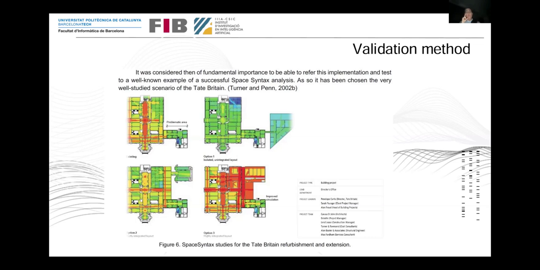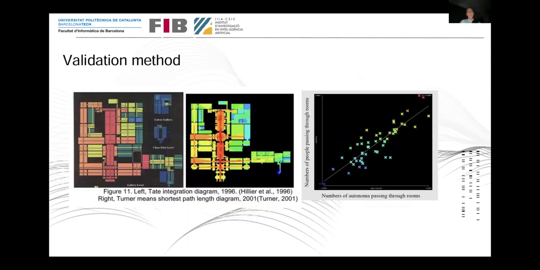So some studies were developed about what type of plan of the Tate Britain should be implemented, because there are very well-known studies of the refurbishing works that were developed at the Tate, also with space syntax. So there was a little bit of a process trying to understand how to map and how to plan for the correct approach.